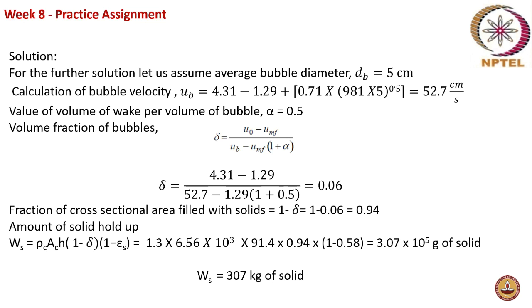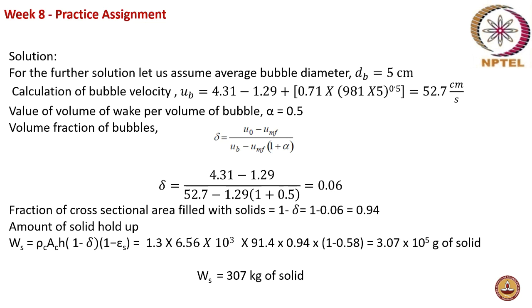Are you able to understand this? So in this, we try to calculate the minimum fluidization velocity, porosity at minimum fluidization, the bubble diameter, the superficial velocity, and then the volume fraction of bubbles, right? And all these terms we try to calculate, and finally found out the amount of solid holdup, right?